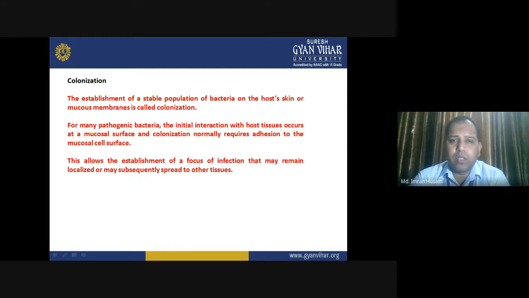For many pathogenic bacteria, the initial interaction with host tissues occurs at a mucosal surface, and colonization normally requires adhesion to the mucosal cell surface. This allows the establishment of a focus of infection that may remain localized or may subsequently spread to other tissues. So bacteria require colonization to stick to a particular site, and when they are able to stick to that site, they are also able to proliferate and spread to other portions of the body.